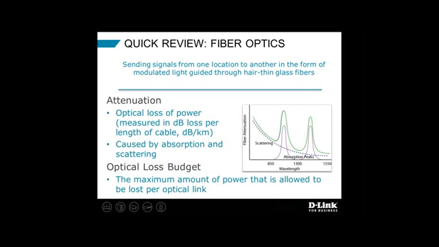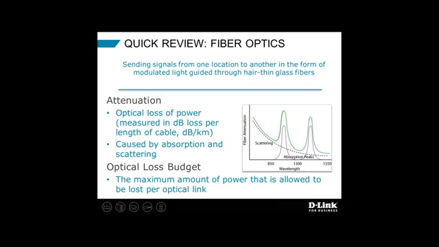Another thing that's talked about a lot in the world of fiber optics is attenuation. Attenuation is basically the loss of optical power. It's measured in dB per length of cable, and attenuation is caused by absorption and it's caused by scattering. So absorption is basically absorption of the light into impurities in the glass, and you can see absorption is shown here on this diagram by the purple dotted line. You see those two peaks there.